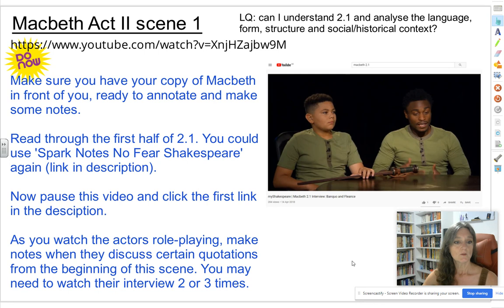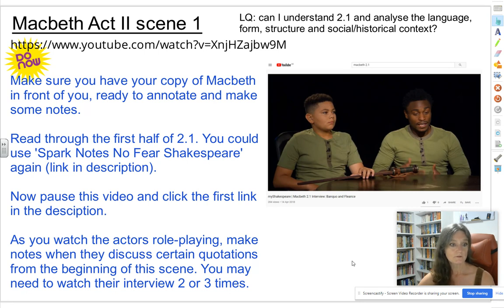Before we get on with discussing this scene, what I want you to do is click on the link in the description to the Spark Notes No Fear Shakespeare. On the screen it says read through the first half of Act 2, Scene 1. I think it would be well worth your while reading through the whole of that scene. Read it first in the Shakespeare on the left, and then secondly read it in the modern version on the right, and that should really help to orientate yourselves within the text and to understand what is going on.